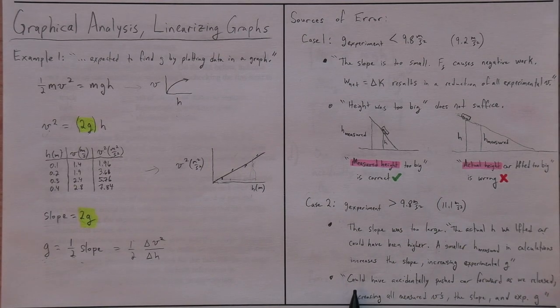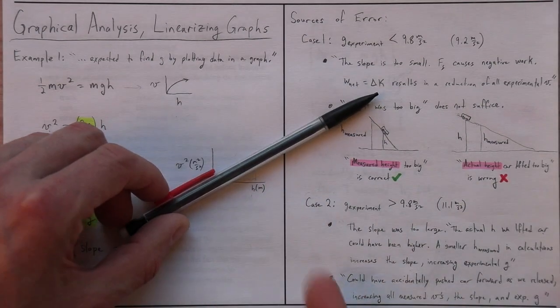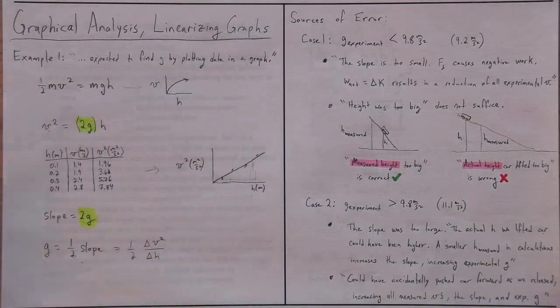Another possibility: I could have accidentally pushed the car forward as we released it, increasing all measured velocities. So you gave it a little shove when you let it go. So all these velocities should be bigger, meaning all the v squareds should be bigger, right? And that shifts the line up and makes a greater slope, greater than 9.8, maybe 11.